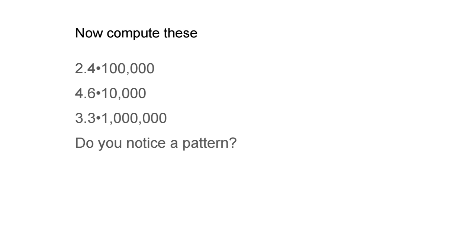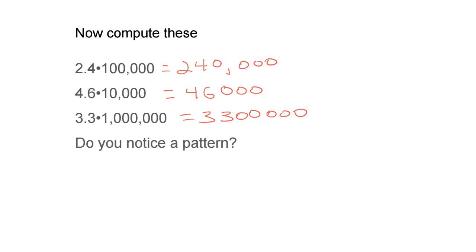And now let's try computing a few more things in our calculators. 2.4 times 100,000 is the first one. Go ahead, try this on your own. All right, so 2.4 times 100,000 should have gotten 240,000. 4.6 times 10,000. This one is going to give us 46,000. 3.3 times 1,000,000 gives 3,300,000. Do you notice a pattern here?